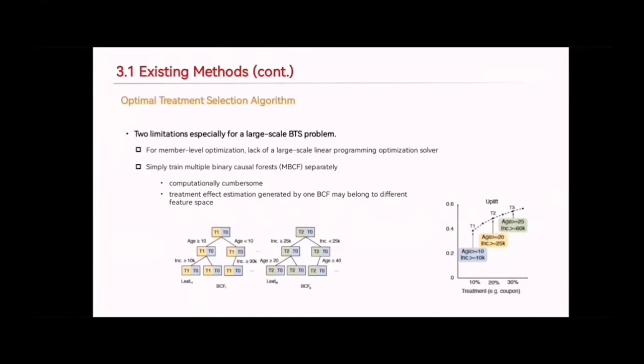It is computationally cumbersome to train and maintain many binary causal forests, BCF. For a user, a treatment effect estimation generated by one BCF may belong to a different feature space from that of other BCFs, which contradicts the definition of CATE.